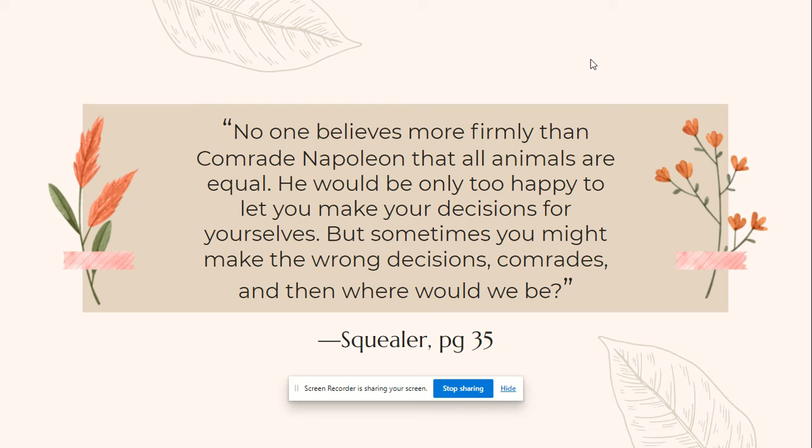So Napoleon is the leader of the entire farm. He's a pig. And this kind of just highlights how corrupt the system has become, because he's saying that all animals are equal, yet he's saying that the animals don't even have the capability to make their own decisions. So that really just highlights the overall theme that communism can be a corrupt system if it is let to progress that way.